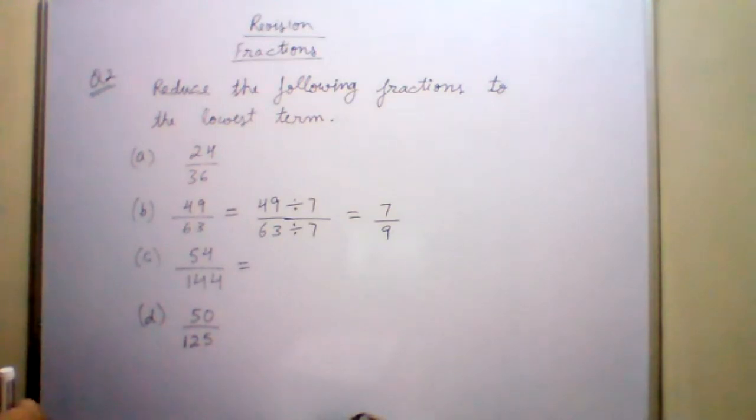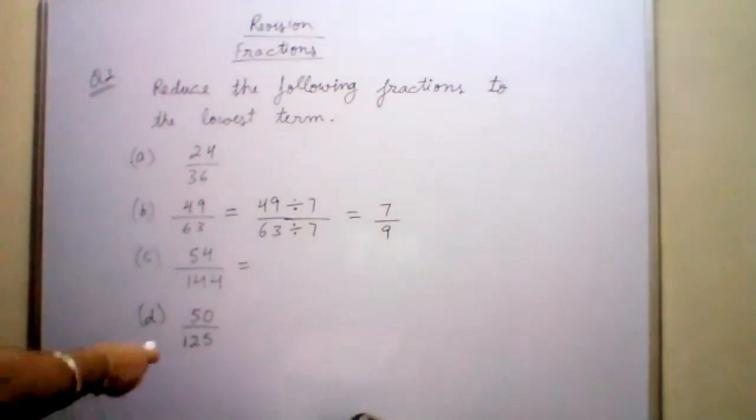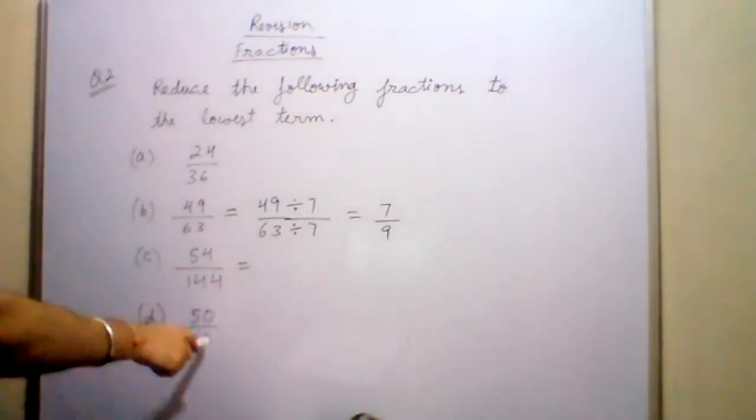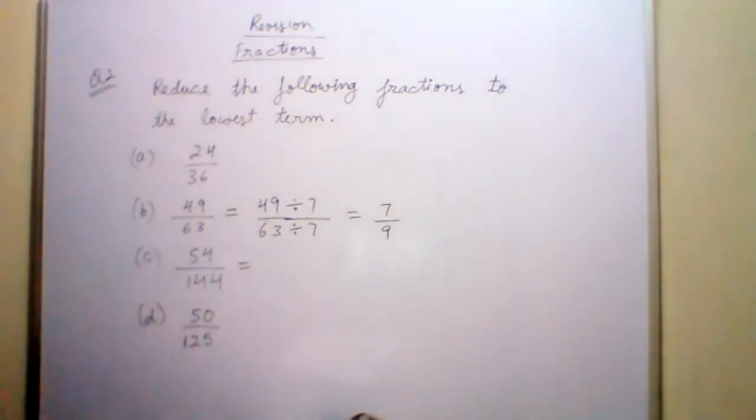Fourth part, what is the HCF of 50 and 125? Has anyone done the fourth part? Sir, I can tell the fourth one. Yes, tell the HCF. 25. Yes, very good. In the fourth part, the HCF of 50 and 125 is 25. Now it is very easy to do the question.